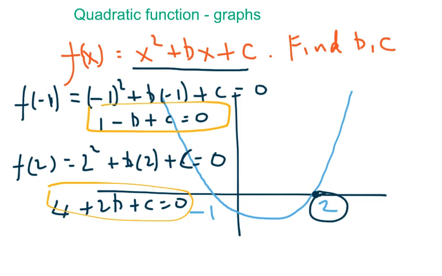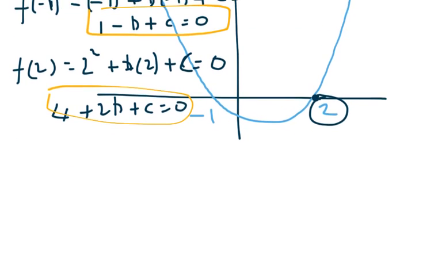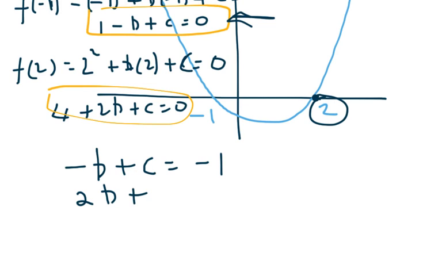Okay, and I'm going to rewrite them slightly. I'll continue to use black. I'm going to take this one first, this one here, okay? And I'm going to write minus b plus c is equal to minus 1. I bring the 1 over to the far side, it becomes minus 1. And I'm going to do the same here. I'm going to go 2b plus c is equal to minus 4. The 4, I took 4 from both sides, so it becomes over here.